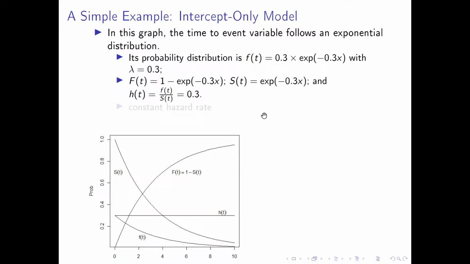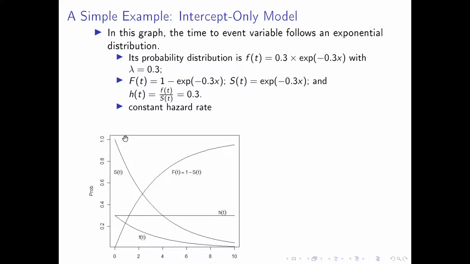If that is our starting point, then its cumulative distribution function, uppercase F, is equal to 1 minus the exponential function of negative 0.3x. And its survival function, which can be computed from lowercase f of t, is equal to the exponential function of negative 0.3x. The hazard function is equal to a ratio of lowercase f of t, the probability density function of the time to event variable, over the survival function S of t. In this case, it is 0.3, so the hazard function is equal to lambda. Thus, we have a constant hazard rate. That is, at any given time point, all subjects are going to have the same hazard rate, and that hazard rate is constant across time.